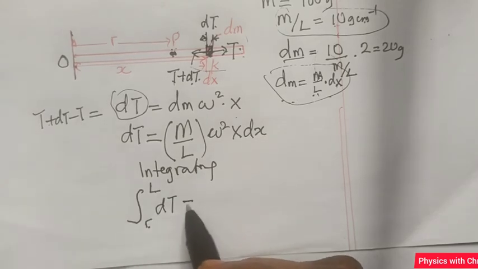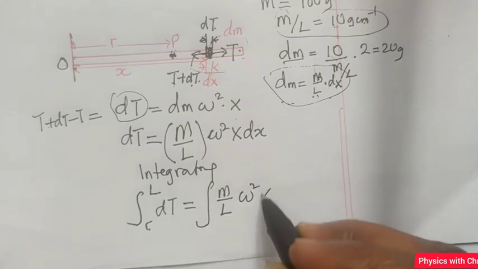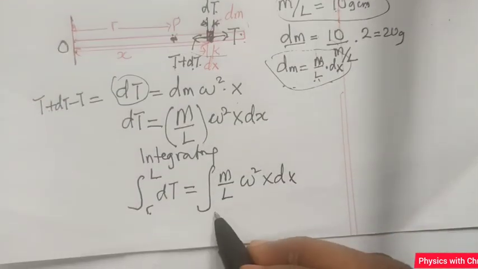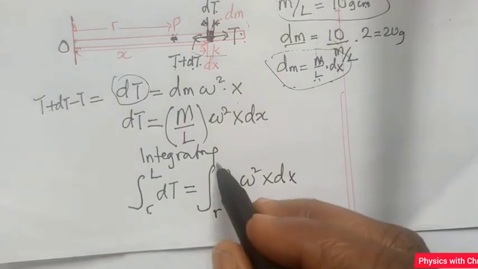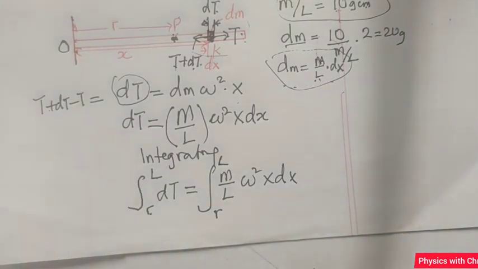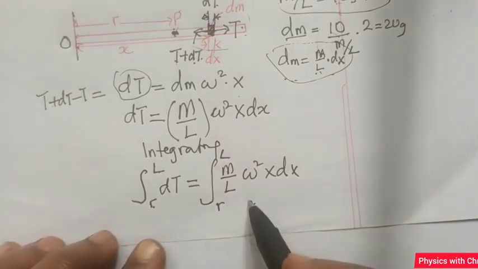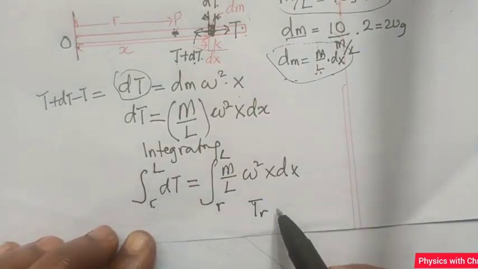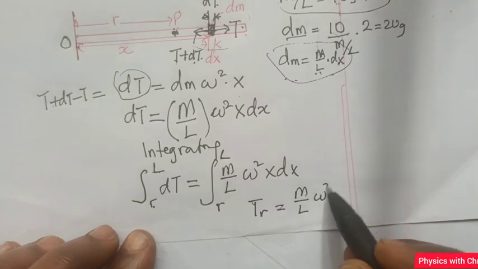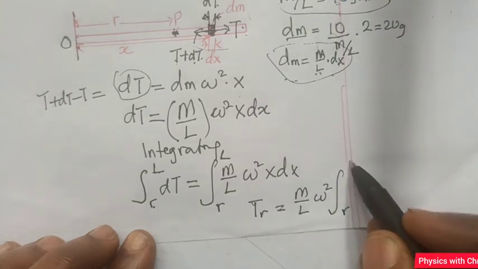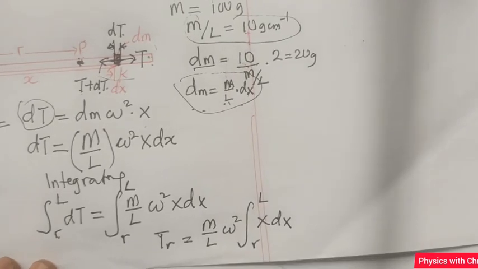dT is equal to the integral. I have my m over L omega squared x dx. I'll still integrate between, this time around, also between R and L. All right, I have some constants there of integration, which we are going to factor out of this bracket. So integrating this, I have T_R between this and this is equal to m over L, a constant, omega squared, a constant, integral from R to L of x dx. So I need to integrate this now.